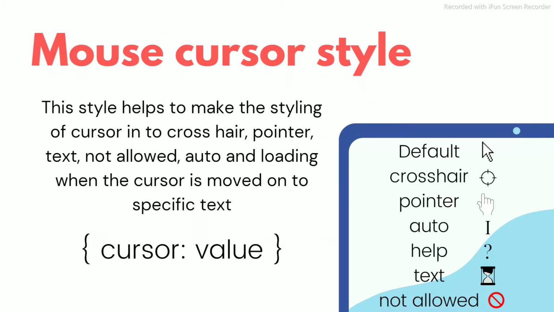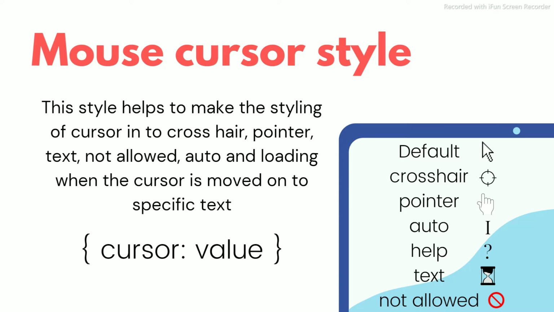Next we will go with mouse cursor styling. You can style the mouse cursor, which is normally an arrow, and when it moves over any element which we have given a cursor style, it will change its cursor style. This helps change the cursor into crosshair, pointer, text, not-allowed, auto, or loading. For that, we use the cursor property with values including default, crosshair, pointer, auto, help, text, and not-allowed.